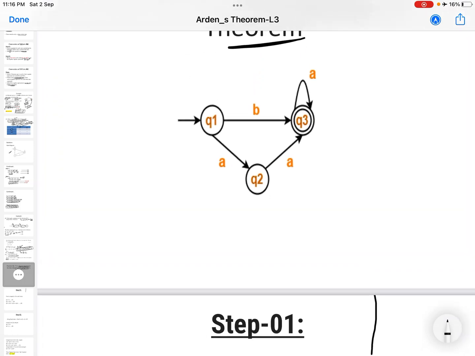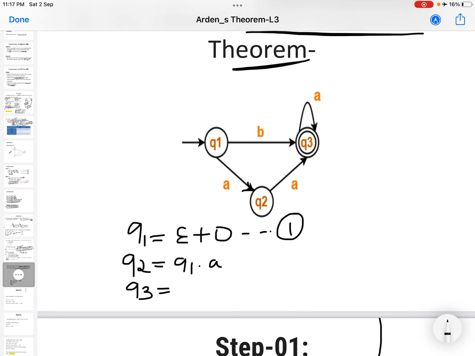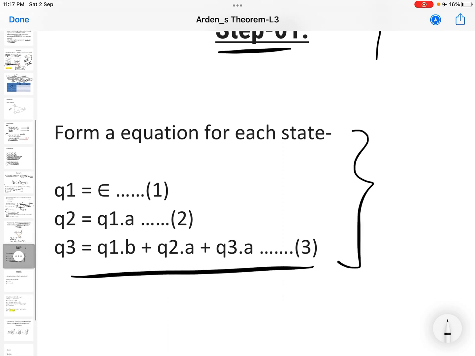Next question: find the regular expression for the given DFA using Arden's theorem. So step number 1 says, we'll write here Q1 equal to epsilon, plus nothing is there, so 0. This is my equation 1. Q2 will be Q1 into A because A is coming towards it. Q3 will be Q1 into B, because B is going towards it, plus Q2 into A plus Q3 into A. So you got this. This is step number 1.